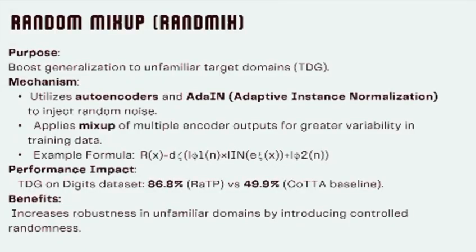First is Random Mix. As I said before, its main purpose is to boost the unfamiliar target generalization. The mechanism goes as follows: it uses autoencoders and then applies mixup to generate data with greater variability, which eventually helps in generalization. And we can see the impact of Random Mix on the performance of RATP on the digits dataset. The TDG of RATP is 86.8%, which is comparatively higher than other models.